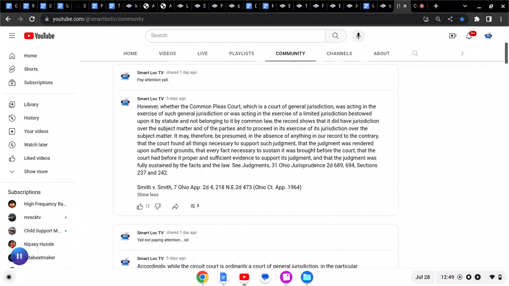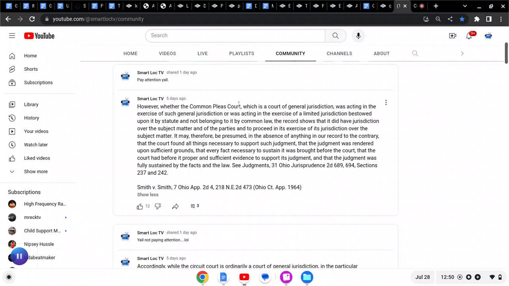Just to let y'all know. However, whether the common pleas court, which is a court of general jurisdiction, just to let y'all know, this is another case. This looks like Ohio. This is an Ohio case, and they're saying the same thing that I just read to y'all in Alabama.